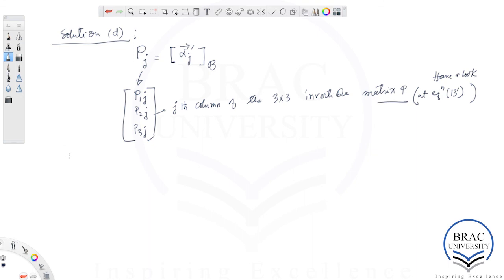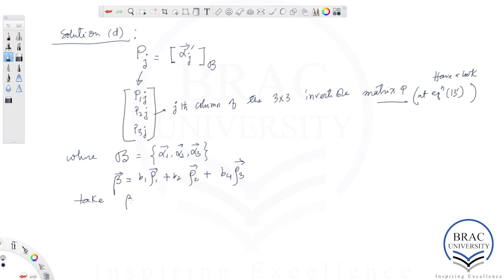Good. Where this basis B is alpha 1, alpha 2, alpha 3. Okay, so we know that beta, a generic vector of the subspace W, is given by B1 row 1 vector plus B2 row 2 vector plus B4 row 3 vector. In this special case we take this vector beta to be alpha 1 prime.